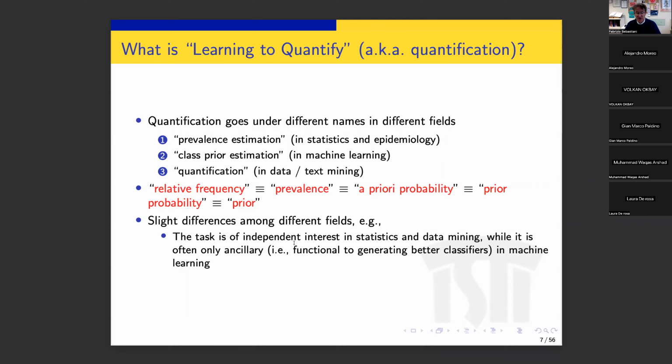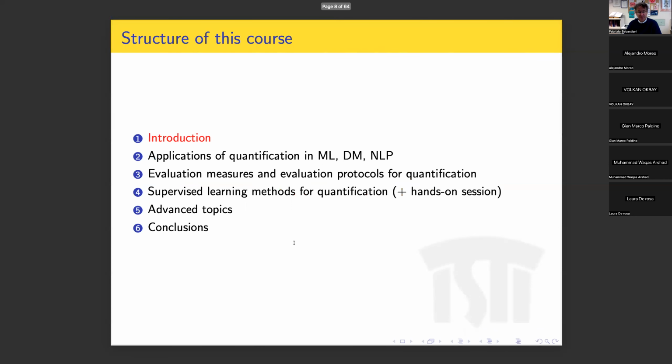Instead, in machine learning, this is often seen as an ancillary task, a task which is essentially functional to generating better classifiers. So it's a stepping stone, an intermediate phase of the problem of generating better classifiers for specific situations that we will talk about.